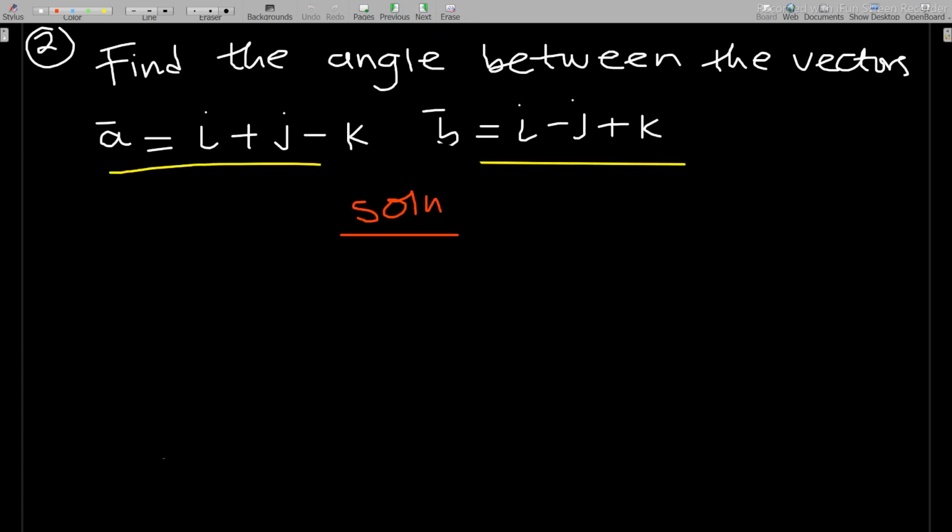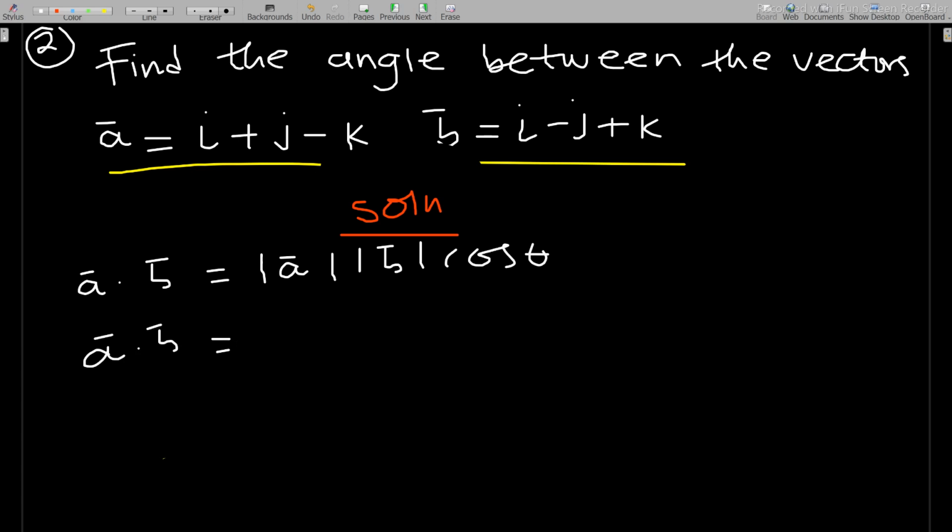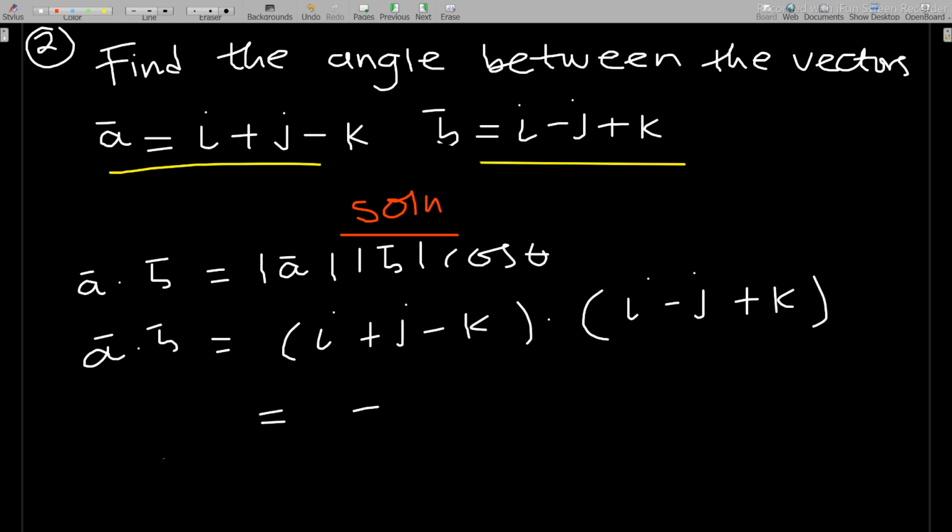Now the next question is find the angle between the vectors A, which is this, and B, which is that. With the same idea, we use the same A dot B equals the magnitude of A times the magnitude of B times cos theta. A dot B, I hope you know how to calculate, is just multiplying the components of each vector, and I believe you can do that. So this will give us -1. Just go through the process and you'll be able to find the magnitude of A.